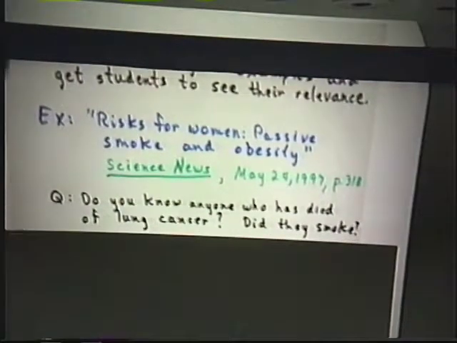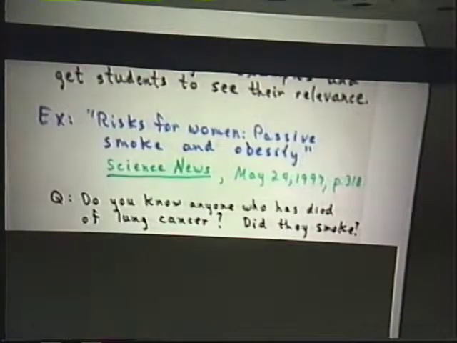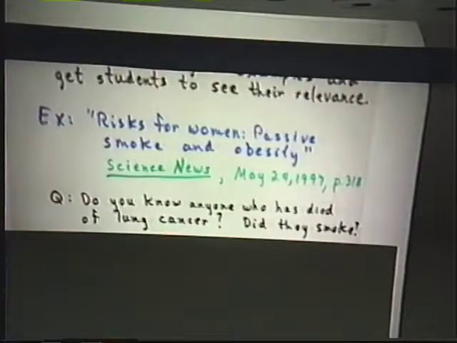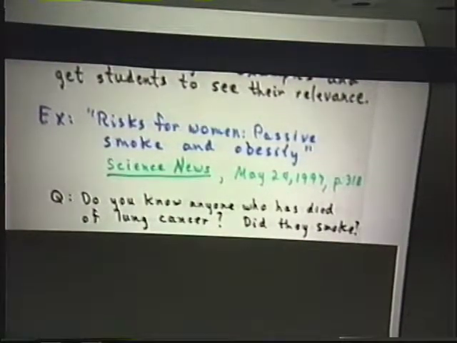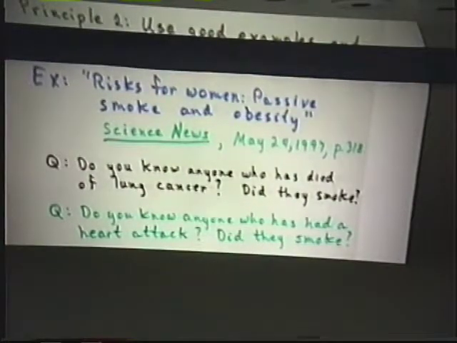This gets into the whole question of what is the risk? Why do we worry about passive smoke? So let me ask you this. Do you know anyone who's died of lung cancer? And then the question is, did they smoke? Were they a smoker or not? Yes, most of you are saying yes. Okay. Now, do you know anyone who's had a heart attack? Yes? Did they smoke? Some did, some didn't, okay?